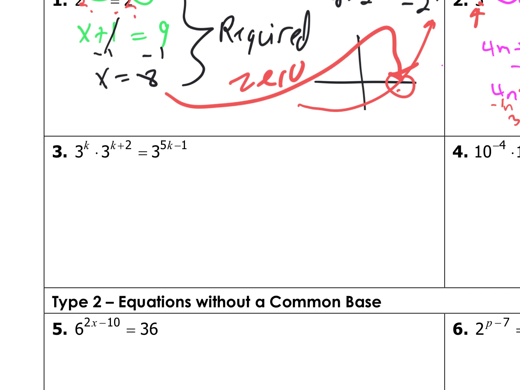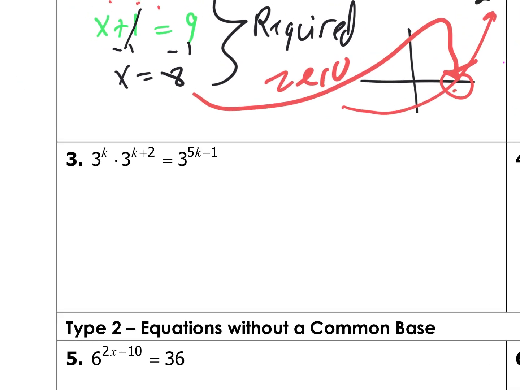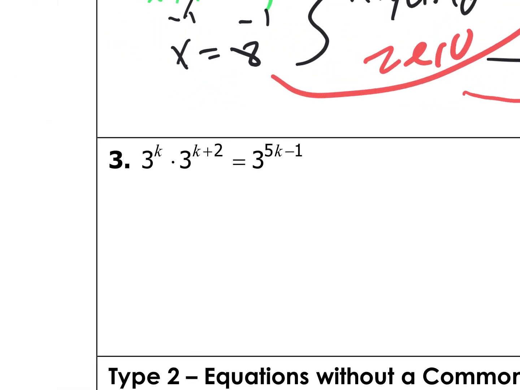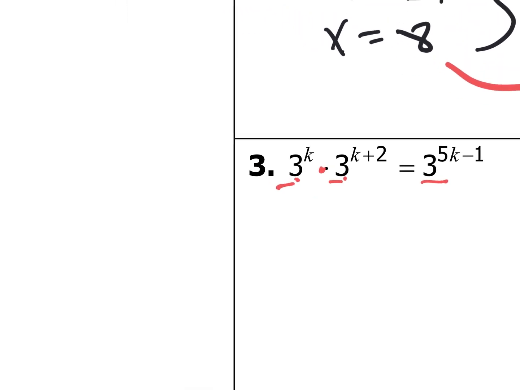What do you need there, Dylan? All right, that was an easy one. Let's do another easy. Oh, this is not as easy. The one thing that's good is all the bases are the same. But on the left, you have two bases being multiplied together. And you have to remember the rule. I'm going to write the rule because I know you forgot it.